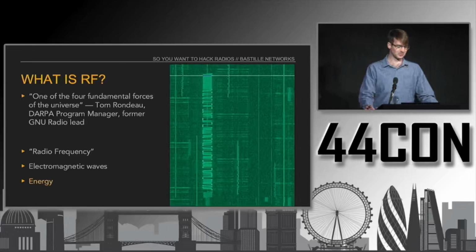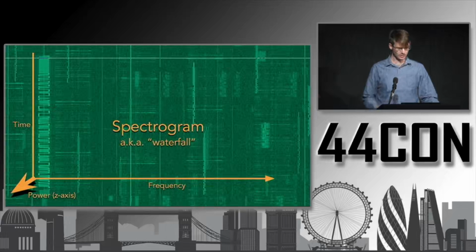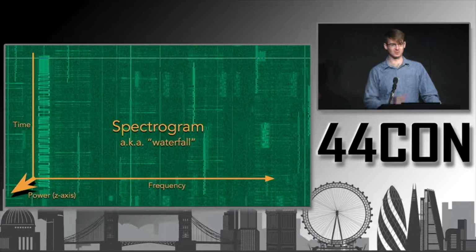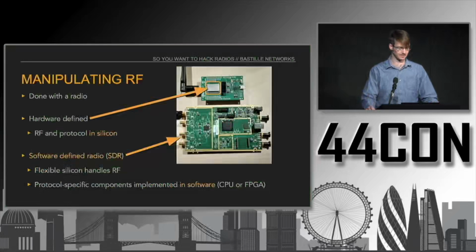But the radio frequency is essentially just the electromagnetic energy that is around us all the time. We can visualize it by putting together this picture called a spectrogram, or a waterfall plot. Essentially, what this does is it plots out all the different frequencies that compose the RF domain on the x-axis, time in the y-axis, and then power in the z-axis. So it's a nice way to be able to see what's actually happening on this complicated shared medium.